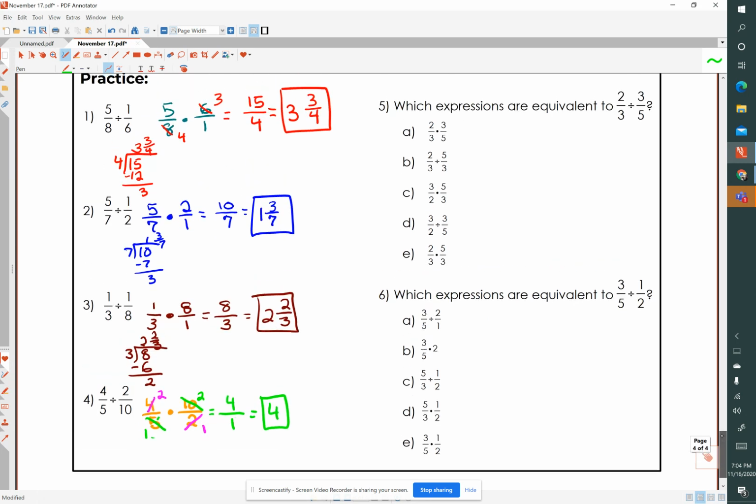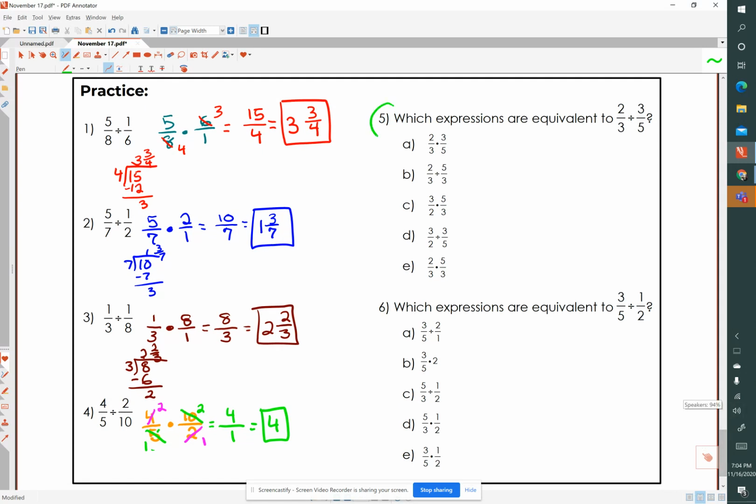So now on to number 5. We are asked which of the expressions below are equivalent or equal to 2/3 divided by 3/5. Just as we did up in the top in the other page, we will rewrite this as 2/3 times 5 over 3. And do we have anything here that matches that? And indeed we do. Set E. So those two are equivalent. This and this are equivalent.